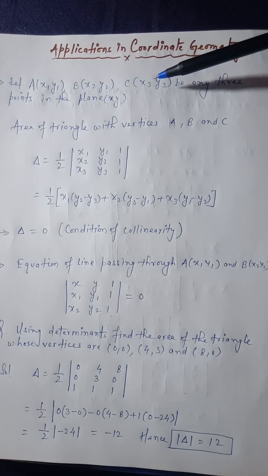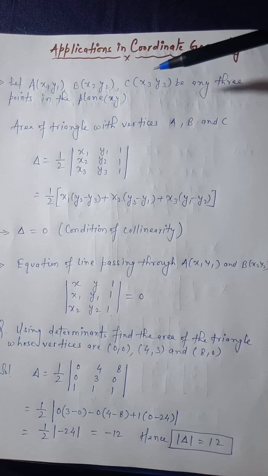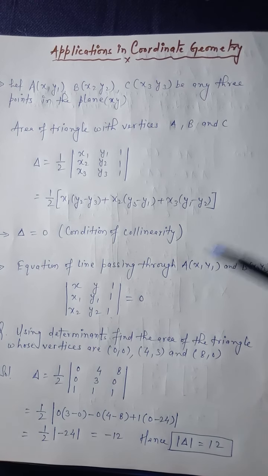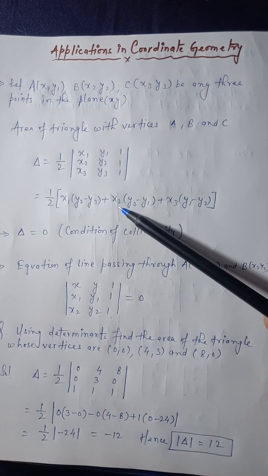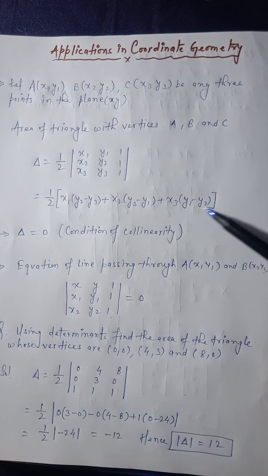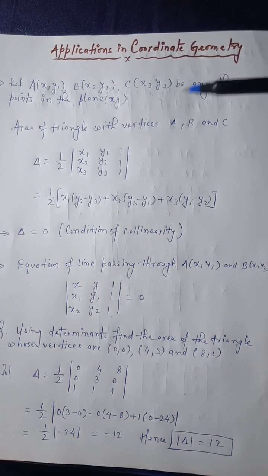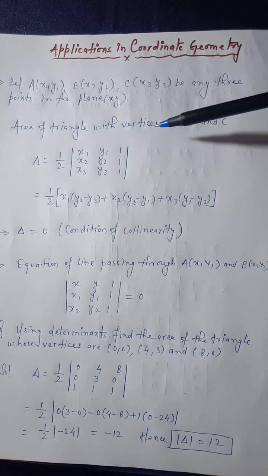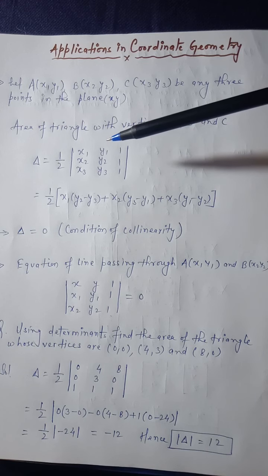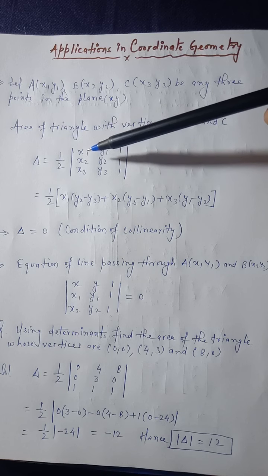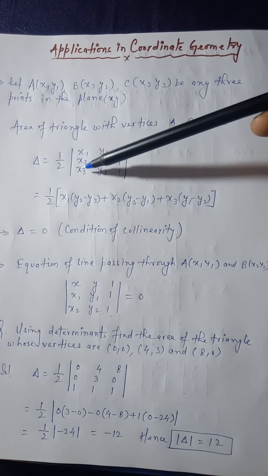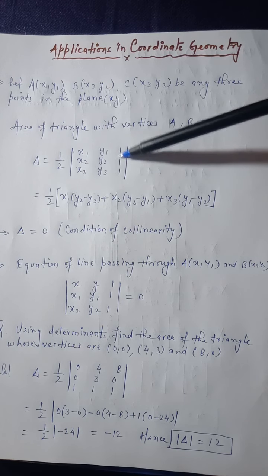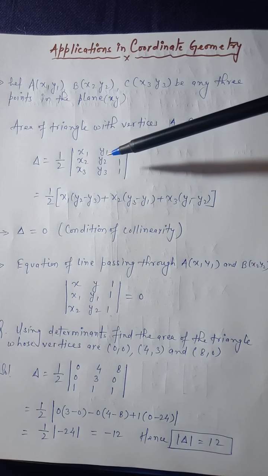We already know, in class 11th we have learned in coordinate geometry, the area of a triangle whose vertices are given, which is half x1 (y2 minus y3) plus x2 (y3 minus y1) plus x3 (y1 minus y2). But there is one more formula, which is the determinant formula, and this formula says that the area of triangle with vertices A, B, C is half of the determinant x1, x2, x3; y1, y2, y3; and 1, 1, 1. Yeah, this is the arrangement.